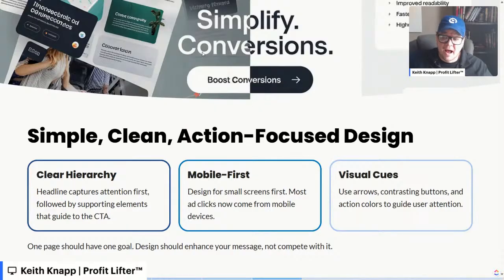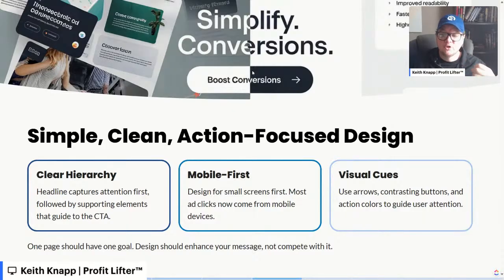Again, I make these in AI, so I don't have much control of it. But when I'm sitting here trying to read "simple, clean, action-focused design," my eyes keep going up here to where it says "simplify conversions," and it's kind of split there. It's distracting. That is a distracting design feature that is taking my attention away from the content first.